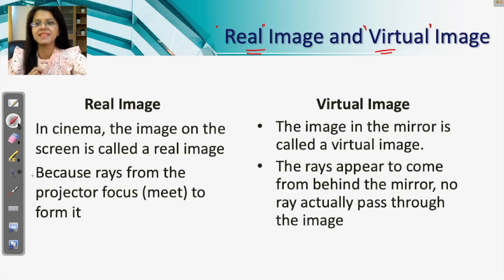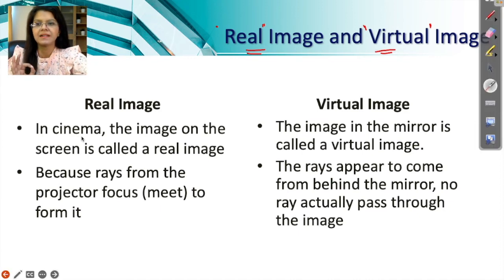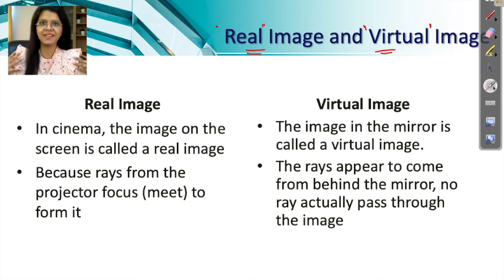For example, in cinema, the image on the screen is called a real image. Why? If you stand in front of the screen, the image falls on your body. In the cinema, just do not try doing it, otherwise the public will not like it. But this will happen if you go in front of the screen. The image will fall on your body. Your skin can feel it. The light is really falling on your body, on your clothes, on your hand. That's a real image because you can feel it. The light rays are really hitting you to create the image. So in cinemas, the image on the screen is called a real image.